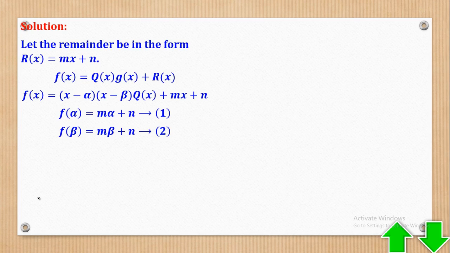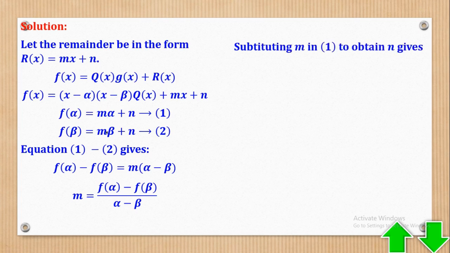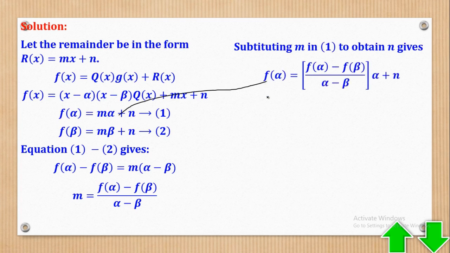Now when I subtract the two equations, n will be eliminated and I remain with only m. So I have here f(alpha) minus f(beta), which is this, and that will be m in brackets alpha minus beta, so n will have cancelled. When I make m the subject, m will be equal to that. So I've got m, I also have to get n. So what I'll do, I'll substitute for m in equation 1 to be able to get the value of n.